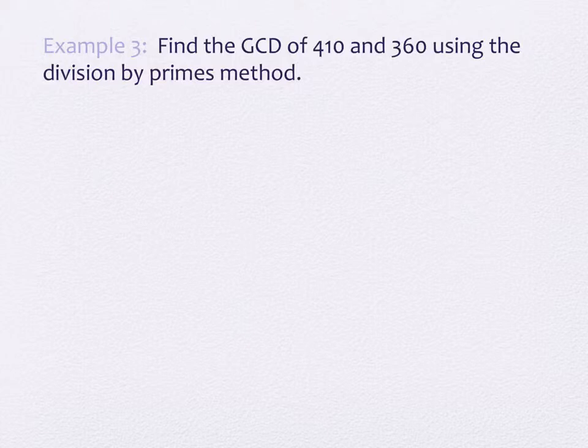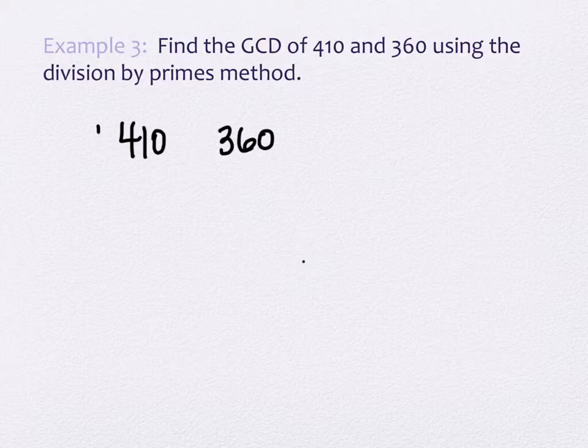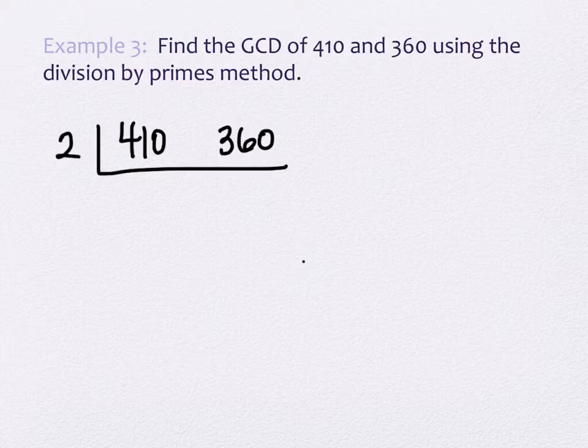So we're going to do 410 and 360. We're going to write the numbers beside each other on a row, and we're going to do the division much like we did for the other one. But we're going to ask what small prime number do they both have in common, the smallest prime. And that answer is 2. Okay, we'll get to 5, I promise.